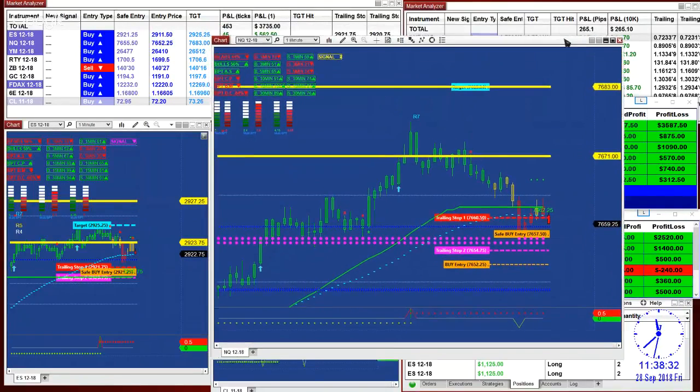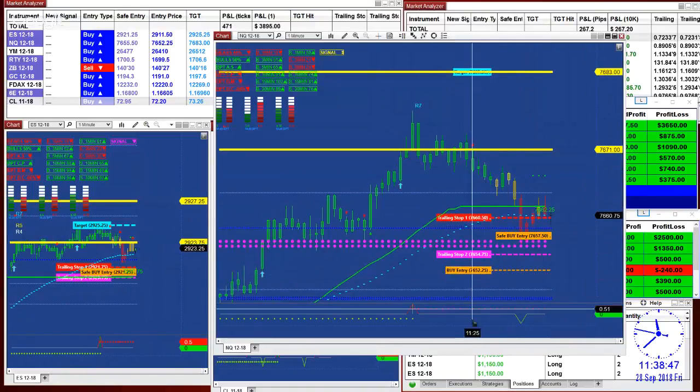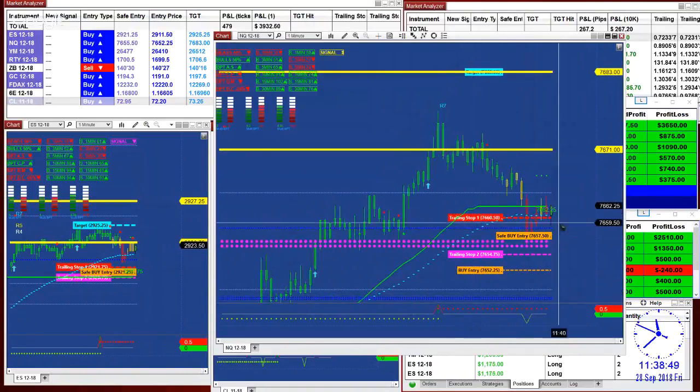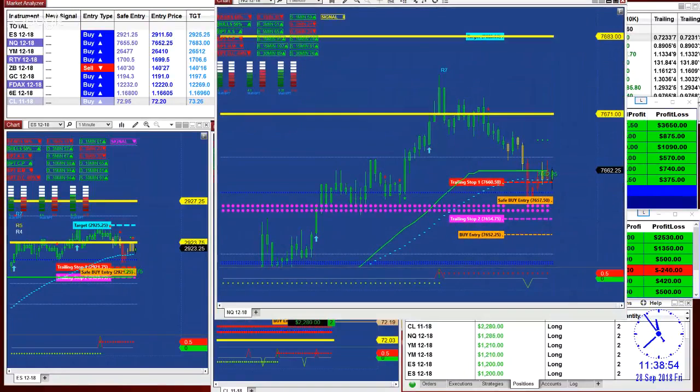NASDAQ right now is going back to the pullback re-entry at 57.75. And now we are going back up again, and we have a projection at 66.75.